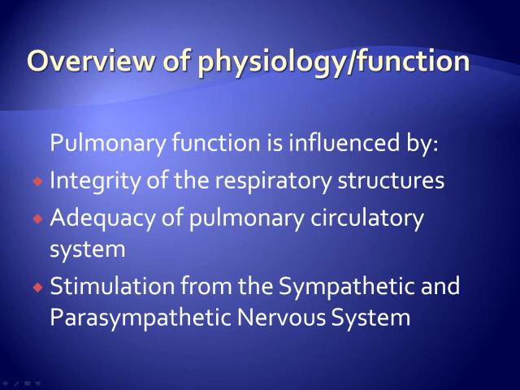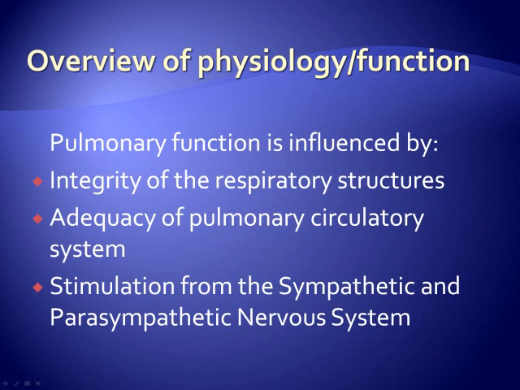For example, we have the diaphragm down at the bottom, and if we have any problems with the abdomen, maybe the patient has intra-abdominal hypertension or they have an abdominal process going on, that can be pushing up into the diaphragm, and the diaphragm then cannot contract and drop like it's supposed to. So integrity of the respiratory structures is not just talking about the lung tissue itself, but the surrounding areas that can impact the lung tissue.